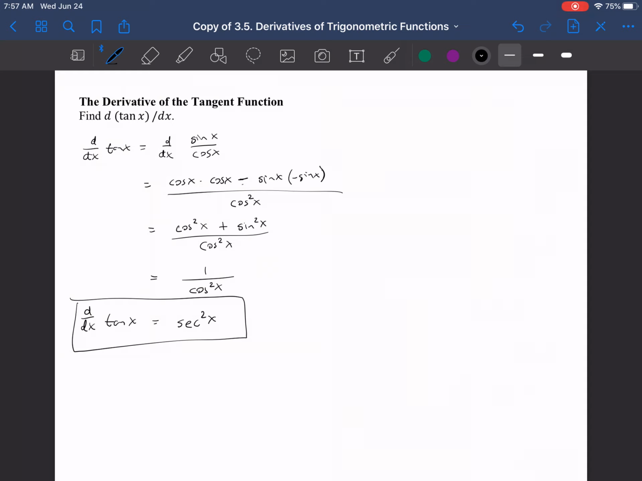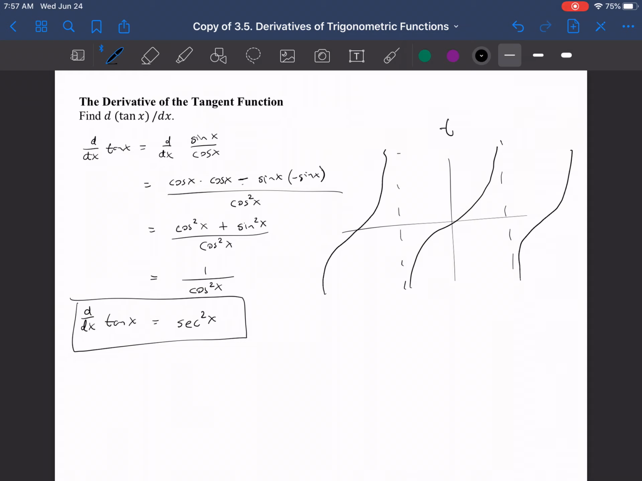So you can memorize it, or you can get pretty proficient at deriving it out, just like I did right there. Okay, so if you look at this, remember this is our function tangent. It looks like this, right? I'm not going to put in all the points, but this is what the tangent function looks like. This is tangent of x.